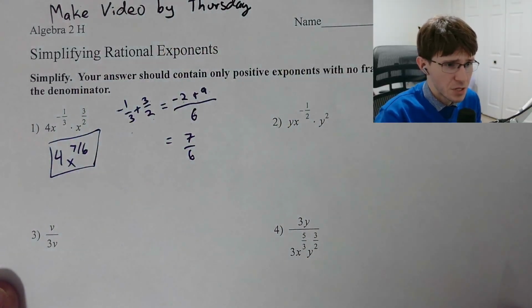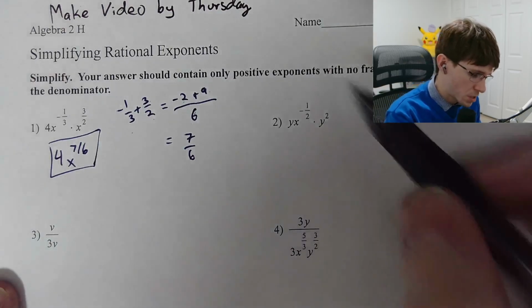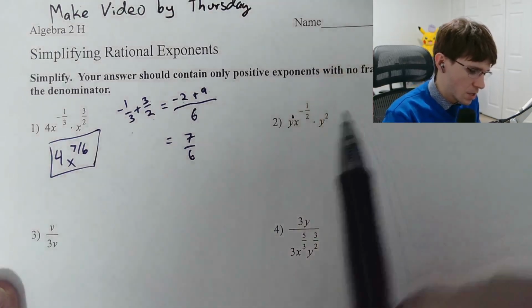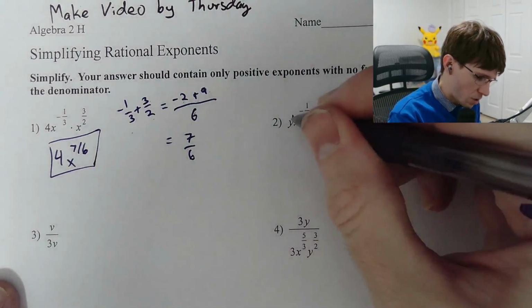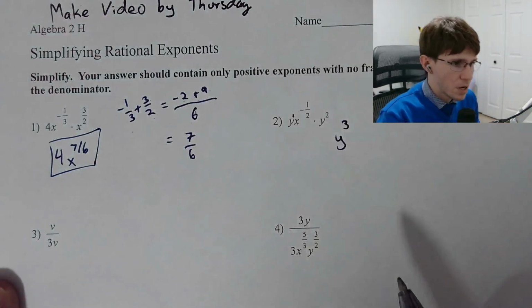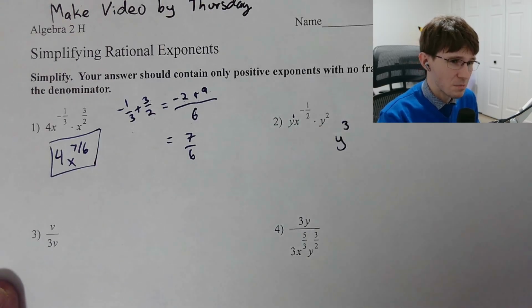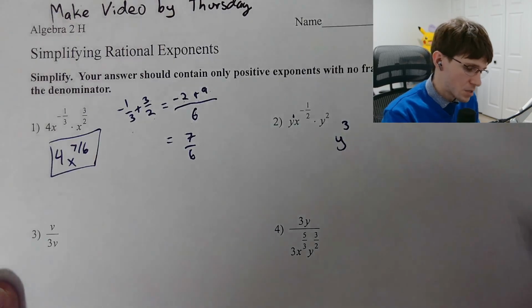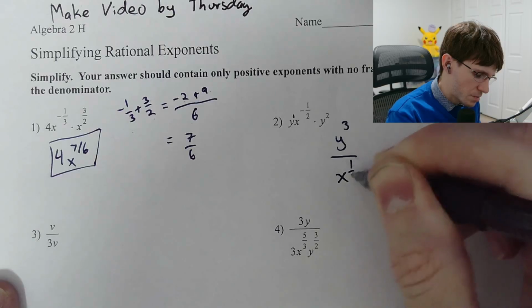Question number 2 is very, very similar, except for the fact that we have two different letters here. So first, the y's are extraordinarily easy. Remember, there's an invisible little 1 here, and anytime you're multiplying like terms, you add the exponents. So 1 plus 2 is going to give you 3. But another new rule for us: if we have a negative in the numerator, it's the same thing as a positive in the denominator. So a negative up there is going to become a positive on the bottom, and there we go.